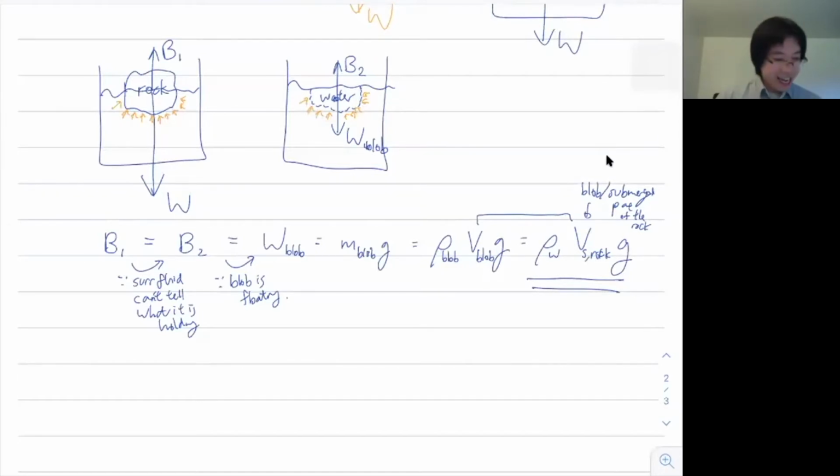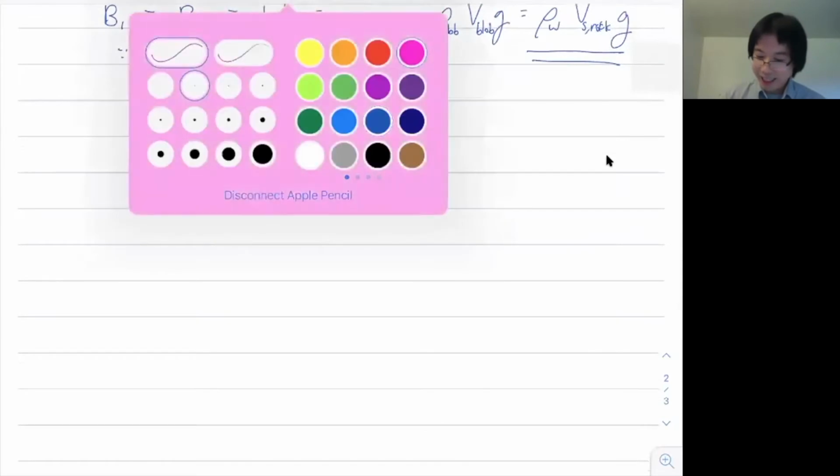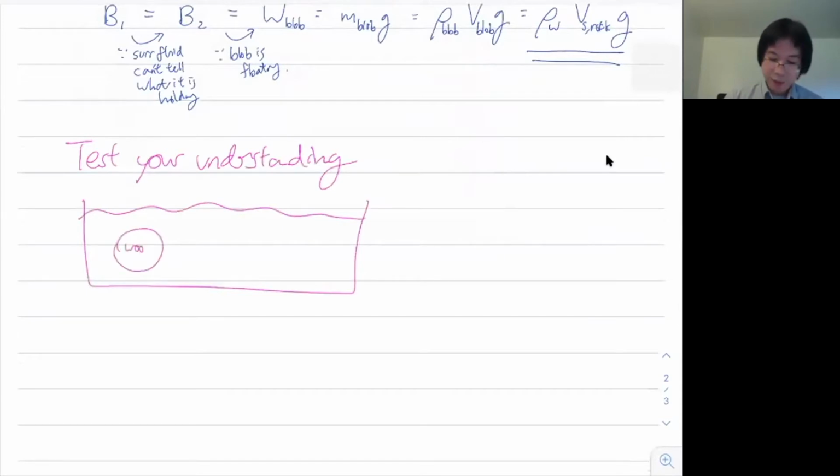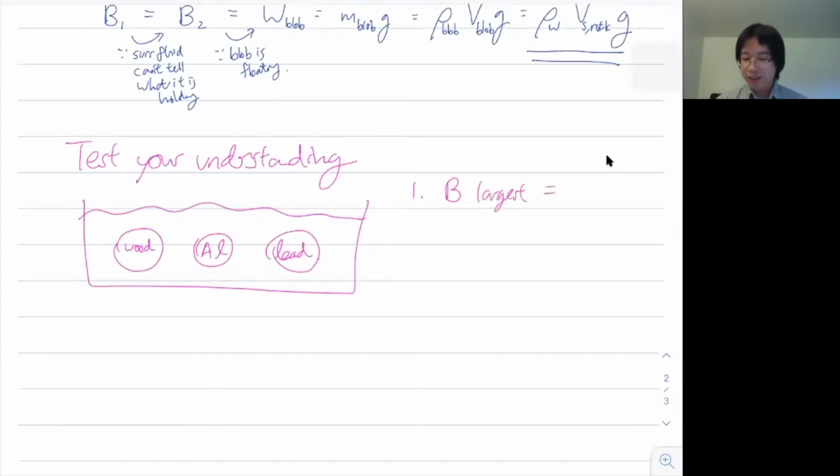Okay, good. All right, so just to quickly test your understanding, consider this. If I have a bowl of water and I put in a piece of wood over here, a piece of aluminum, and a piece of lead. Okay. Now, I will ask you 2 questions. Which one has the largest buoyancy? Question number 2, will each of them sink or float?